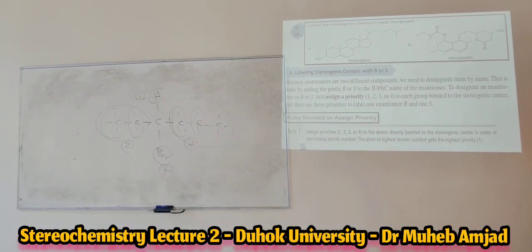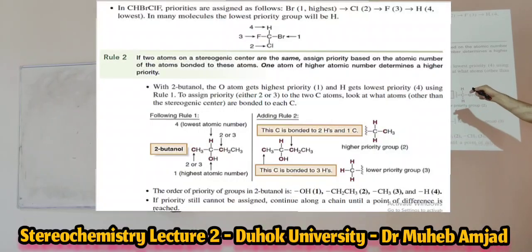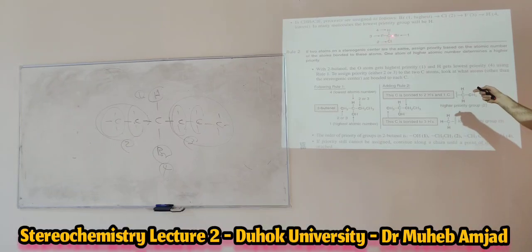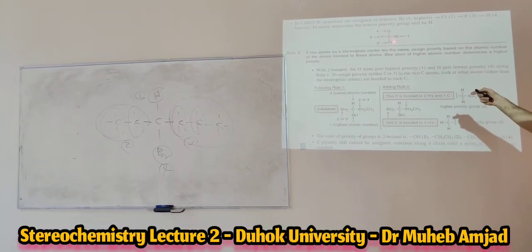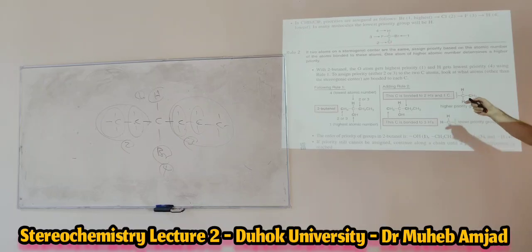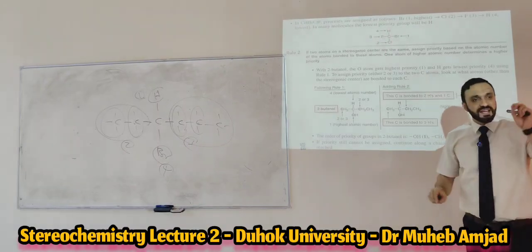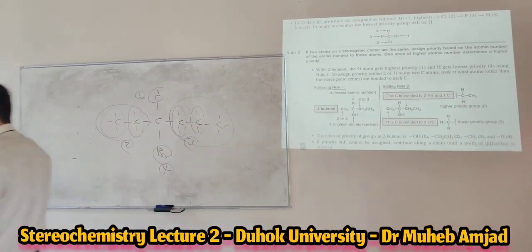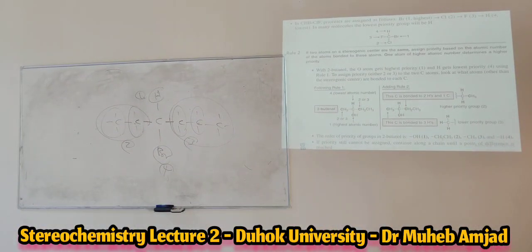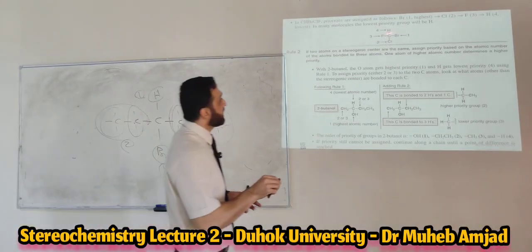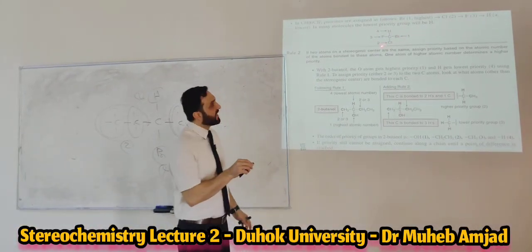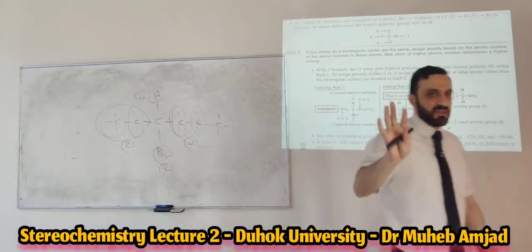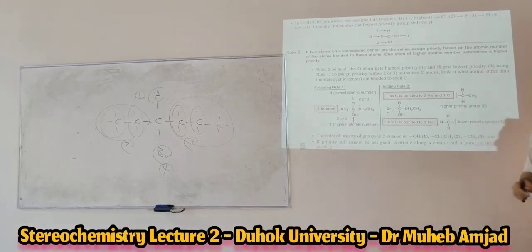Okay. Example, this example. Look, hydrogen, fluorine, chlorine, bromine. Okay, you know fluorine, chlorine, bromine. Which has the highest atomic number? Of course, the bromine is the highest one. That means it will be number 1. Always, students, hydrogen takes number 4, at the last. Always hydrogen takes number 4. If you have hydrogen, always hydrogen takes number 4. So bromine, then Cl will be number 2 and the fluorine will be number 3. The hydrogen at the last, always number 4.